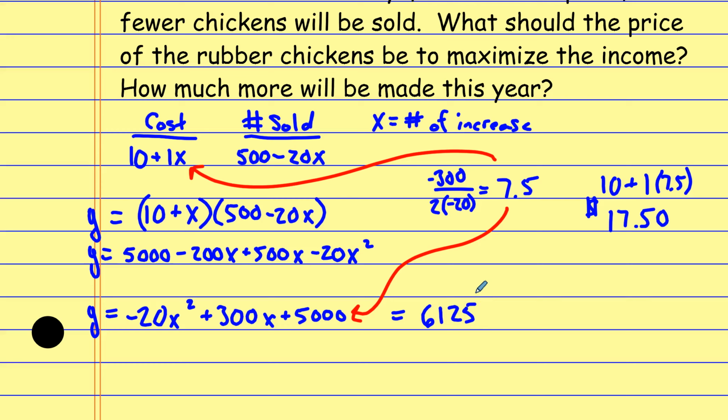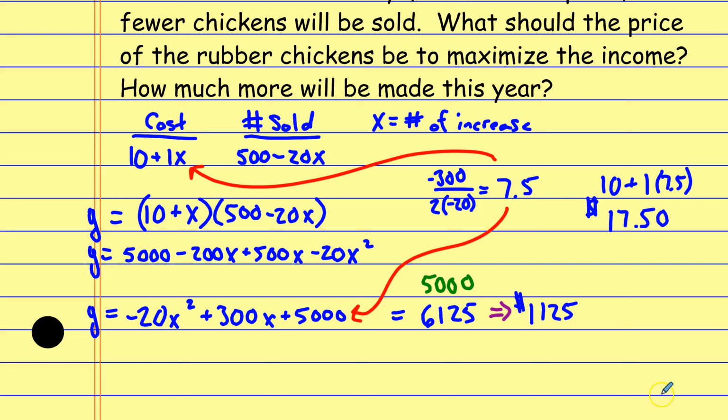But that still doesn't quite answer that question. It asks how much more I was going to make, so I have to think about how much I made last year. And last year, we already said earlier that I made 5,000. So now I'm looking at the difference in price. I'm going to make more money. I'm going to make $1,125.